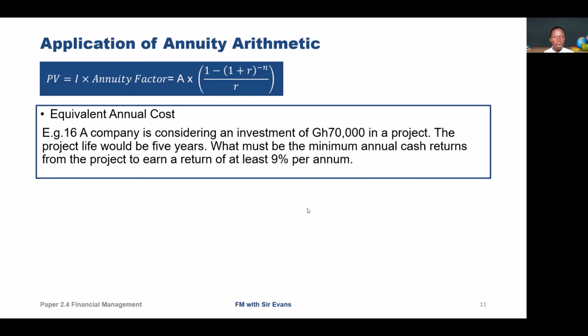So with this particular question, our PV is 70,000. What we are looking for is the annuity, the minimum annual cash return. The number of periods is 5 years and the rate is 9%. So we'll be getting 70,000 is equal to A, which is what we are looking for, times 1 minus 1 plus 9% raised to the power minus 5, minus 5 being the number of years, divided by the 9%. And that will give us 17,995.